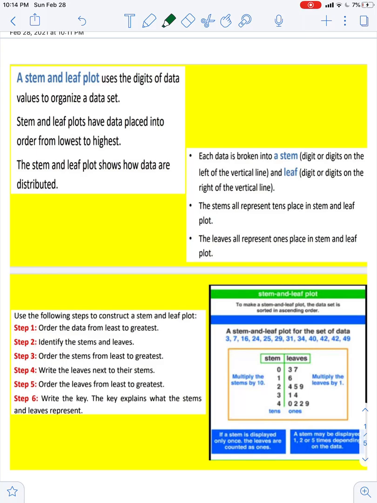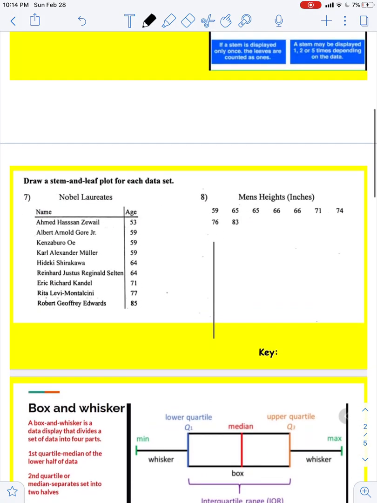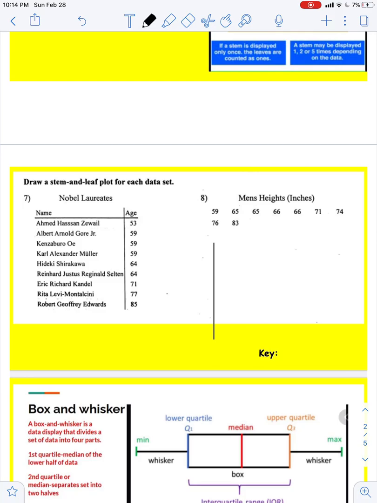So to do this, we start by organizing the data from least to greatest. And then we identify the stems and the leaves. And then we order the stems from least to greatest and then the leaves from least to greatest. And then you have to write a key at the end telling the viewer, just like it does right here, where your tens are and where your ones are. And then that will kind of show them what they're doing. So I know that probably doesn't make a lot of sense, so I'm going to make one for you guys.